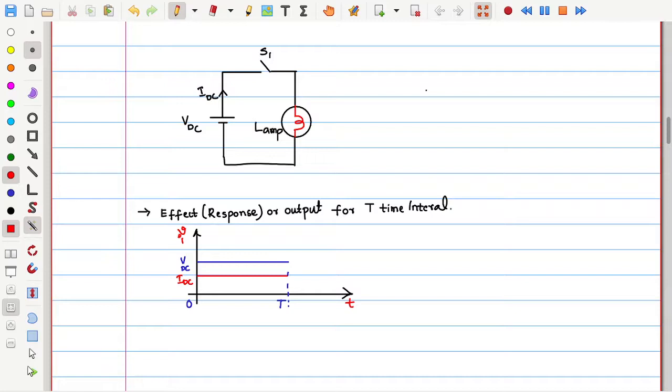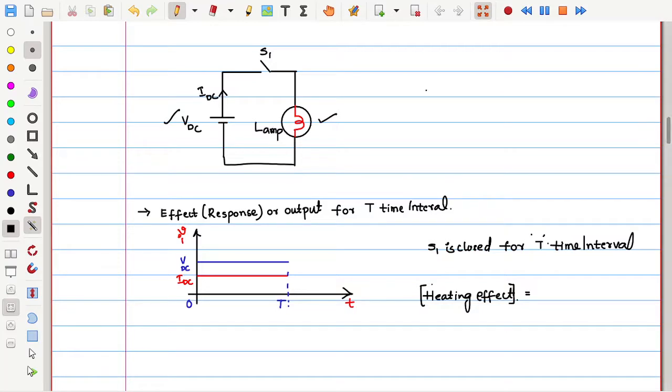Now try to see that if I close the switch S1, if S1 is closed for T time period, for T time interval. Now tell me how much will be the heating produced in this lamp. Generally, heating is one effect. Let me write heating effect. Due to whom? Due to voltage source. Which voltage source? DC voltage source. So how much is this heating effect?